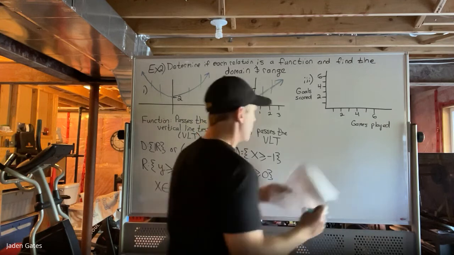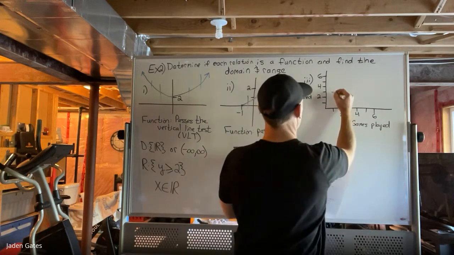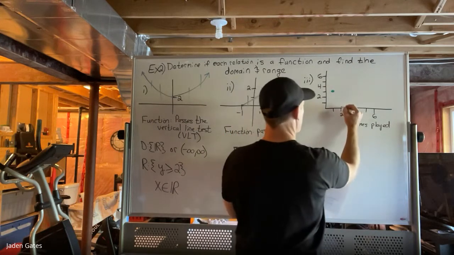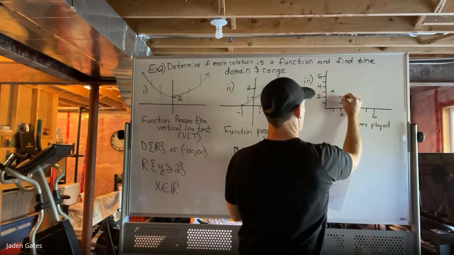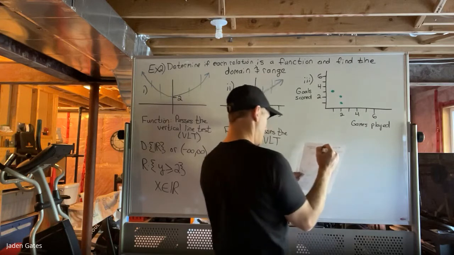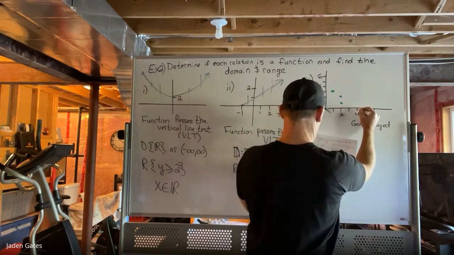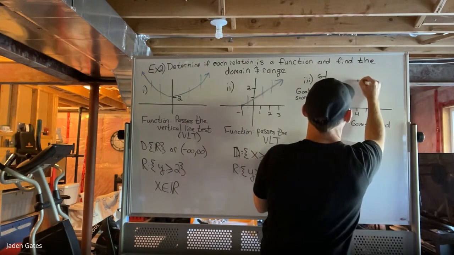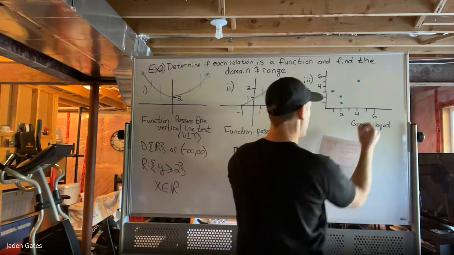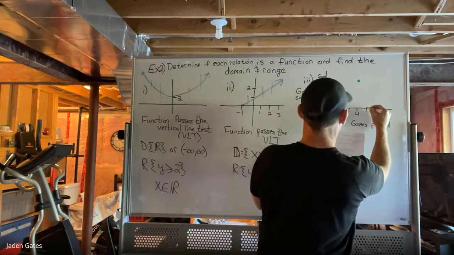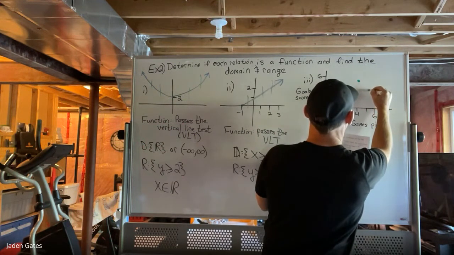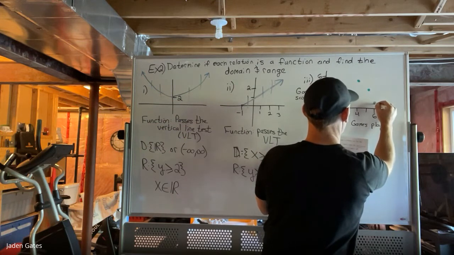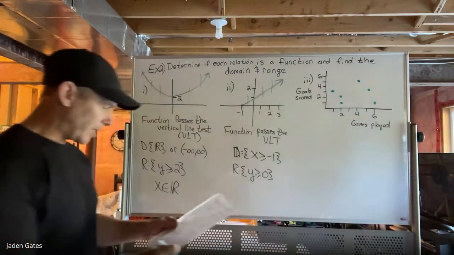So one person played 1 game, scored 3 goals. Too bad I didn't play more. 2 games. Somebody scored 1 goal. Somebody scored 2. Nobody played 3 games, but 4 games they scored 5 goals. Put that dot there. 5 games they scored 3 goals. And 6 games they only scored 1 goal. It must have been a defensive player. There we go. So we got 6 players on there.